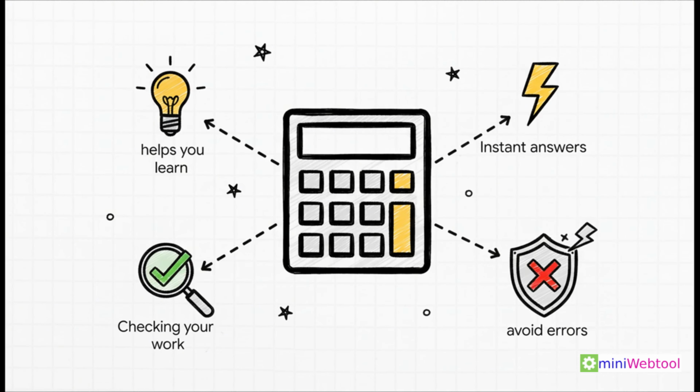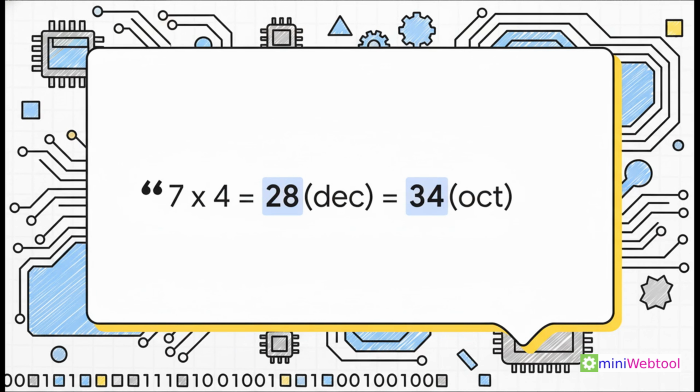This is where something like a dedicated tool, an octal calculator, is so incredibly helpful. It's not just about getting instant answers, it's about avoiding all those little manual errors that are so easy to make. It's perfect for checking your work and making sure you're on the right track. And honestly, the best part for anyone trying to learn this stuff is that the good tools don't just spit out a number. They show you their work. They walk you through the entire process, the conversion to decimal, the calculation, and the conversion back, which actually helps you learn it even better.